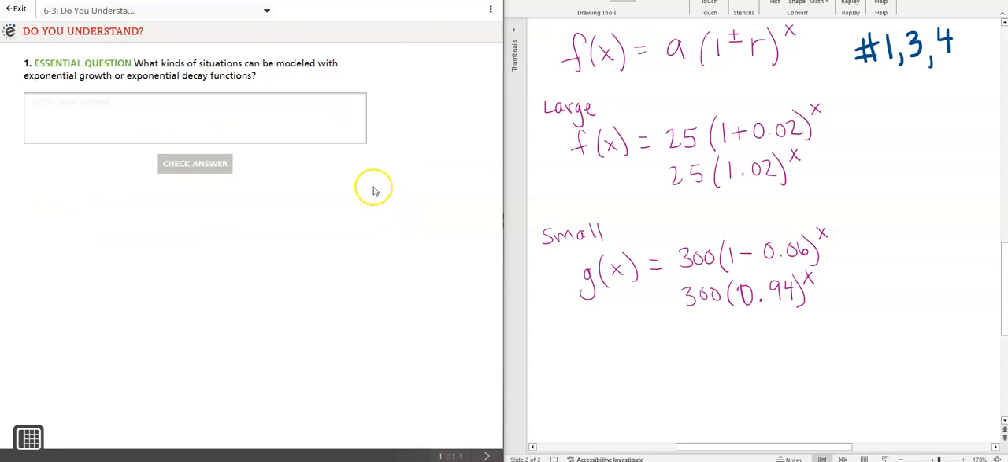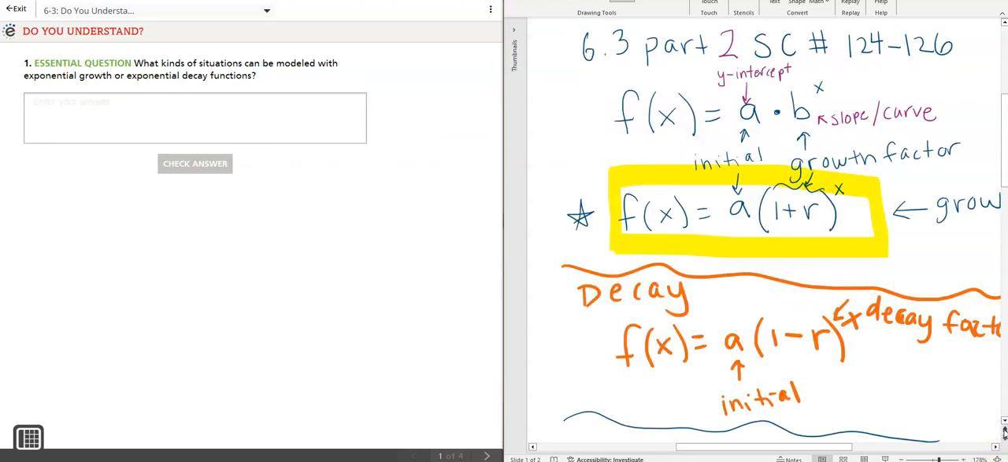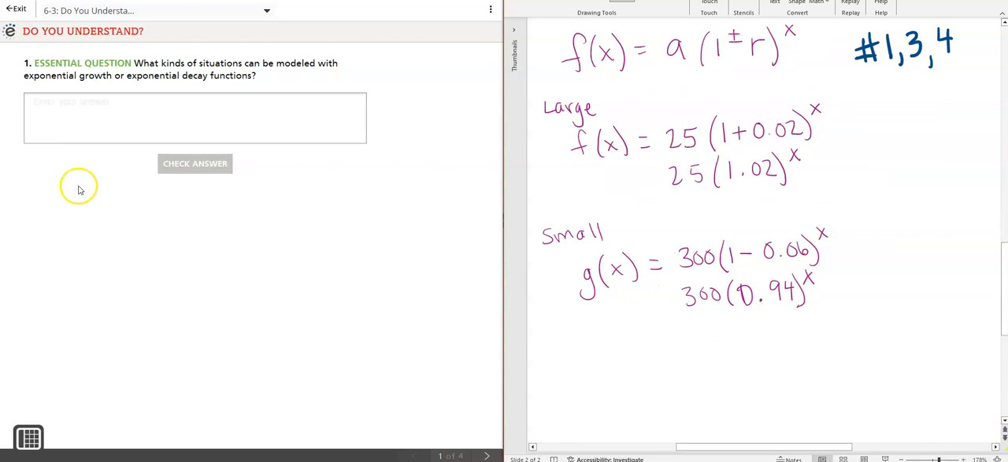All right, so we're going to practice some questions of just understanding growth and decay. So go ahead and give a try for essential question number 1. I believe this is on page 126, I think. But we're going to do number 1, 3, and 4. So tell me, what kind of situations can be modeled with exponential growth or exponential decay functions? We're going to skip this one. It talks about simple interest and compound interest, but it was not required for us to know about compound interest, so I skipped it for simplicity's sake.